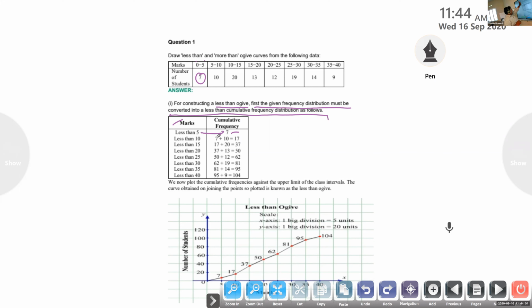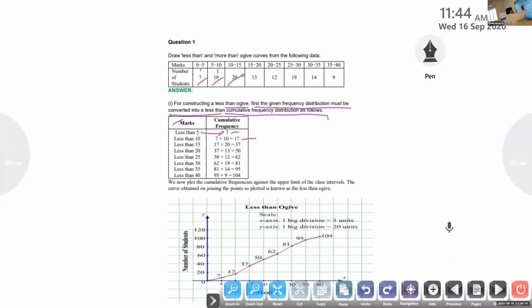Less than 10 includes less than 5 also, right? Yes or no? Less than 10 will include less than 5 also. Between 5 and 10 it is 10, and between 0 and 5 it is 7. So we want to add both: 7 plus 10 is 17. Next, less than 15, which means 0 to 5, 5 to 10, 10 to 15. All these class intervals are included, right? So less than 15: 7 plus 10 plus 20, 17 plus 20, 37.